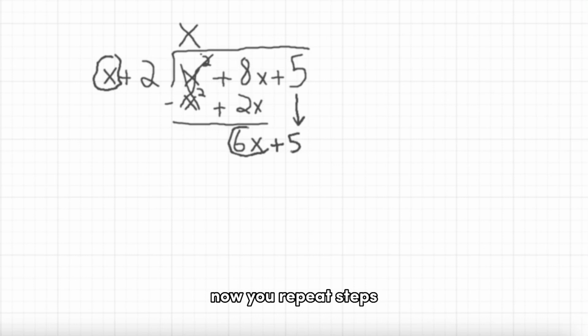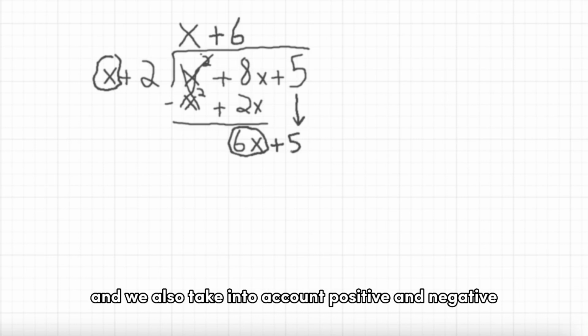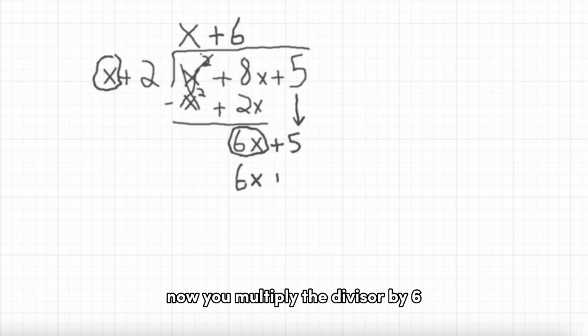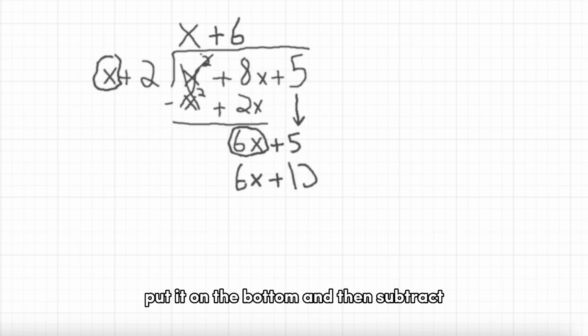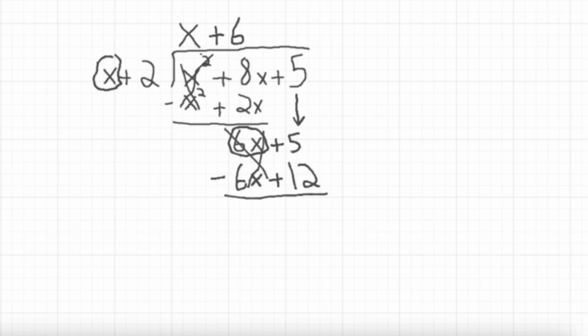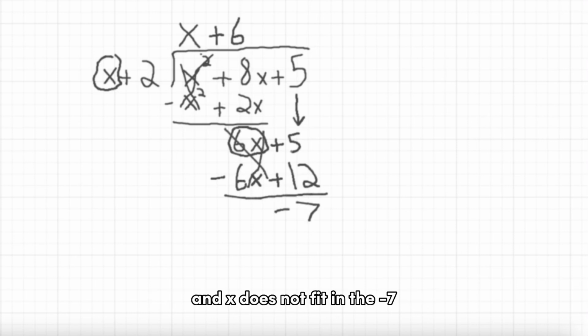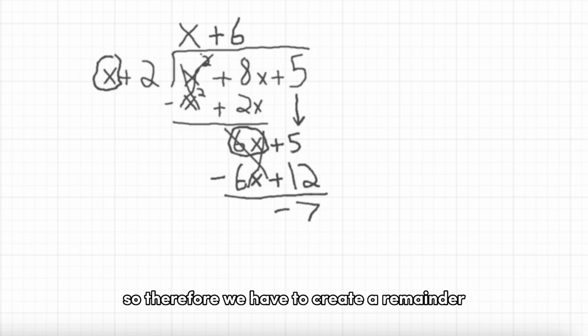Now you repeat steps. X goes into 6x 6 times, and we also take into account positive and negative, so if it's negative 6x, you put in negative 6. Now you multiply the divisor by 6, put it on the bottom, and then subtract. As you can see here, we're left with negative 7, and x does not fit in the negative 7, so therefore we have to create a remainder.